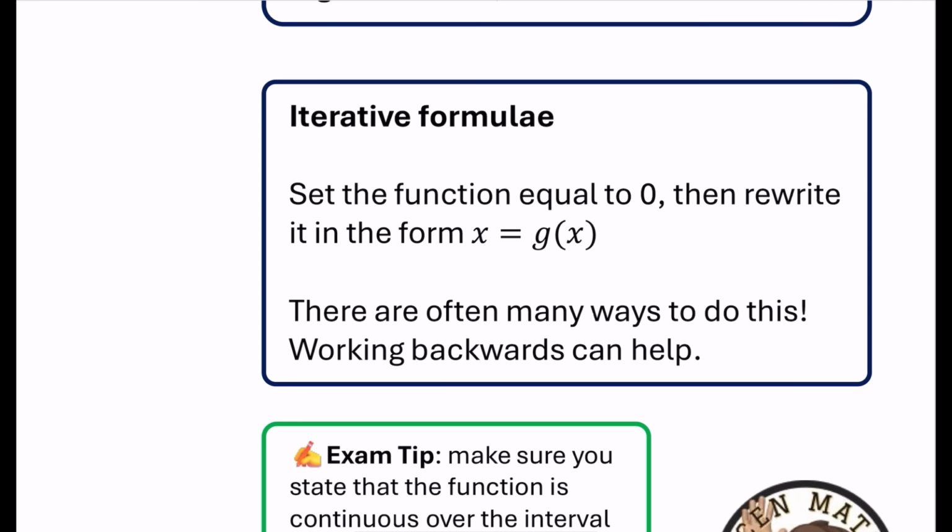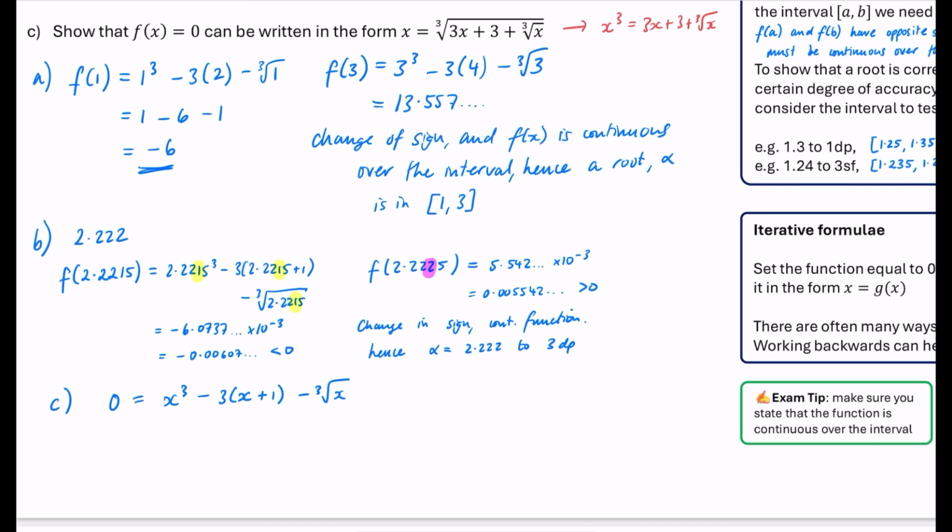Now this is pretty obvious what they've done for their rearranging because of this big cube root sign. But if you did need to work backwards, you could say to yourself, well, if I cube both sides, I get that x cubed is equal to 3x plus 3 plus the cube root of x. And it becomes a little bit easier to see how this red part is linked to this one. This is a particularly easy one, but if you did want to work backwards, which is what I'd suggested down here in the box, that working backwards can be really helpful to get yourself from the iterative formula back to the original function. So it looks like I need to put everything else onto the right hand side.